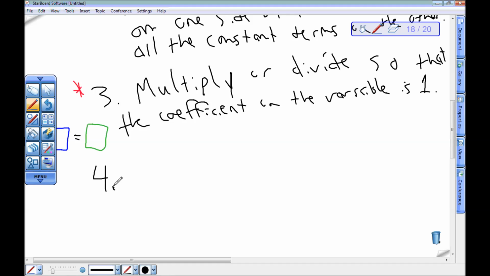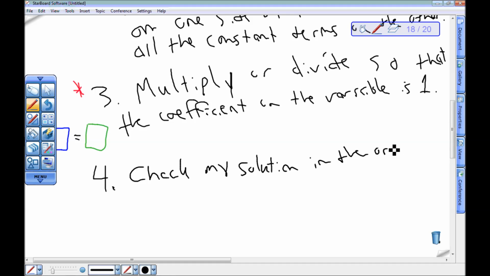Finally, if I've made it to this point, I should now have x equals 7 or y equals 32 or negative 12 equals z, or I should be able to see exactly what my solution is to my original equation because I've done these equivalent equation maintaining things to get here. So my last step is to check my solution in the original equation.